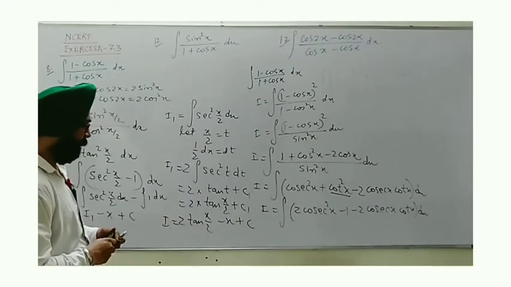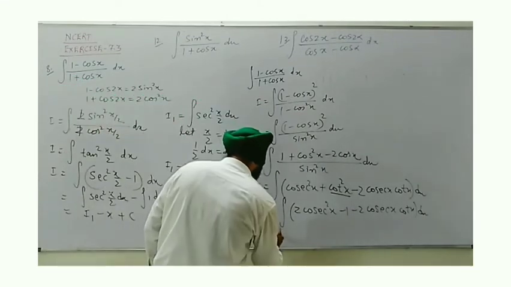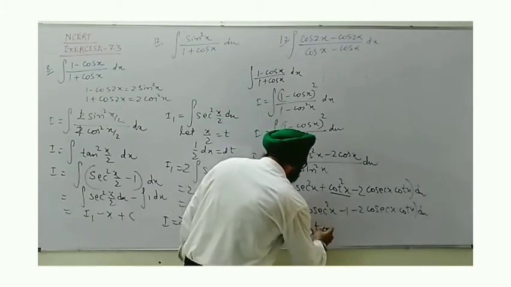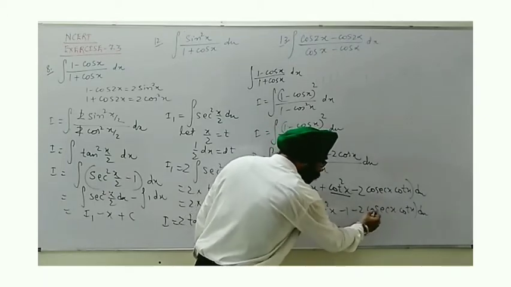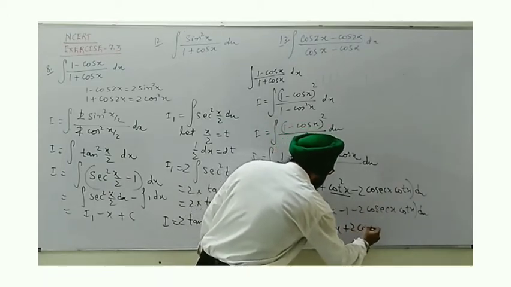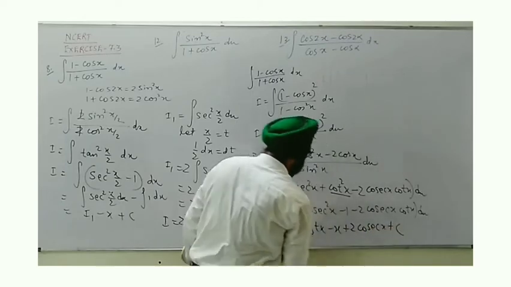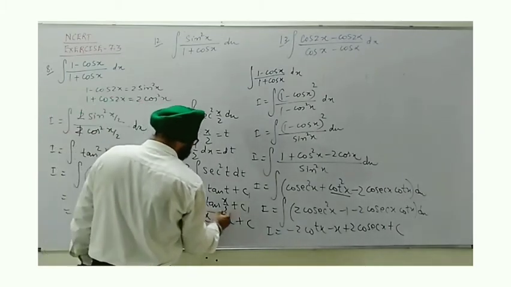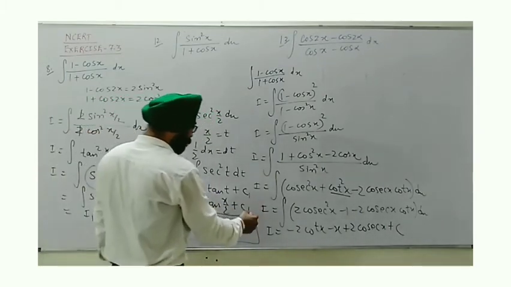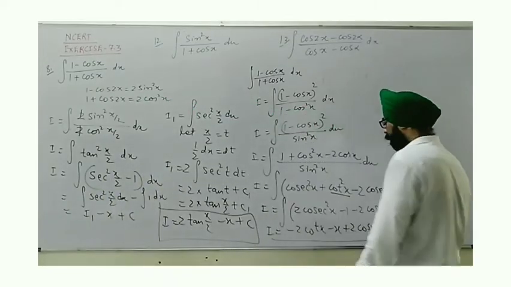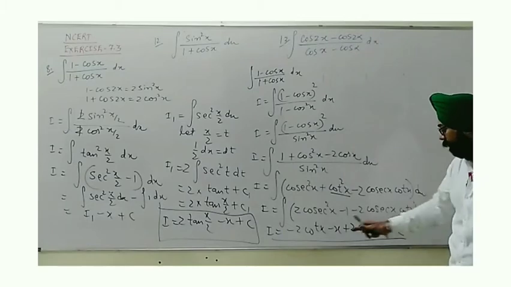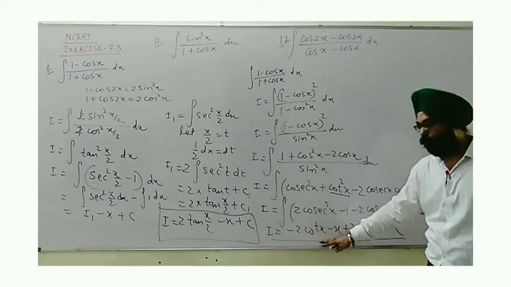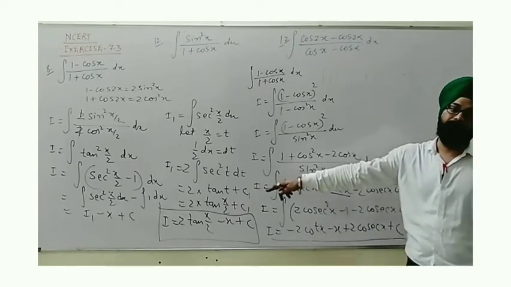Now each function is directly integrable. That's why I will write I as minus 2 cot x, minus x, and this is minus cosec x, so it becomes plus 2 cosec x plus c. Now you can see that the result we obtained first and this one from the second method are completely different. Only the term minus x can be compared. Let me tell you once again, when we simplify minus 2 cot x plus 2 cosec x, the result will be 2 tan x by 2.